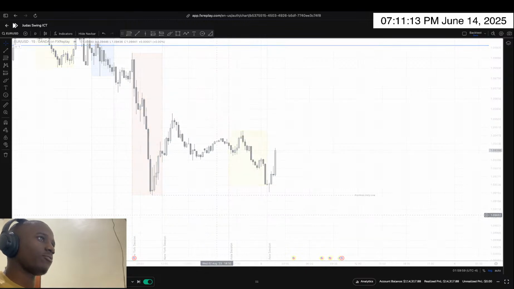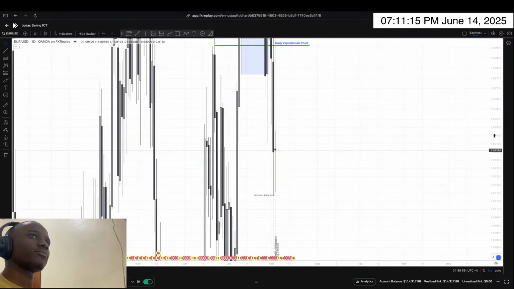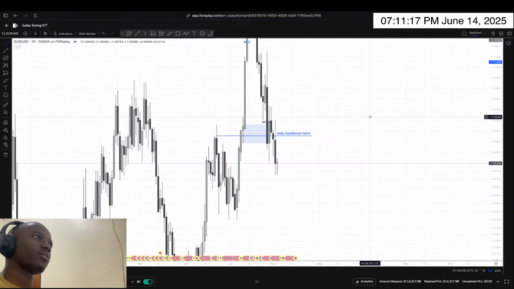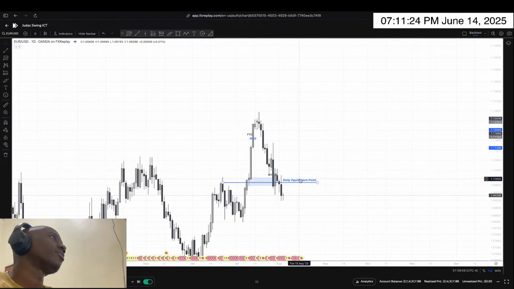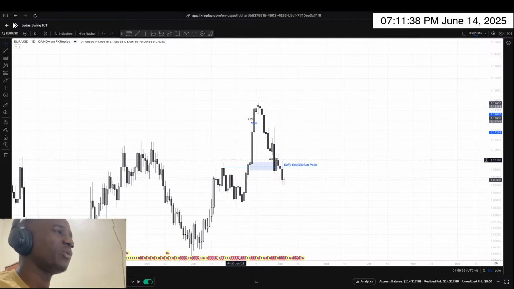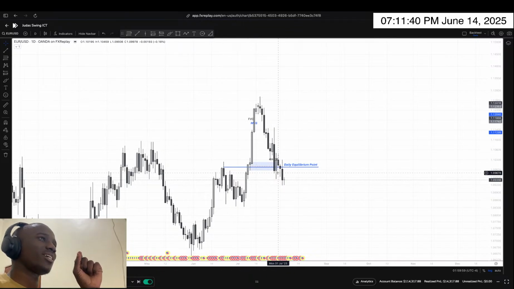So first off, I would like to put a daily time frame. Sorry, weekly. Wait a minute. So this whole thing, I should have detected that this session should have called this one Judas Swing, ICT, in the same time as the one we were in. You can see that the daily equilibrium point we marked on the other session has been achieved.